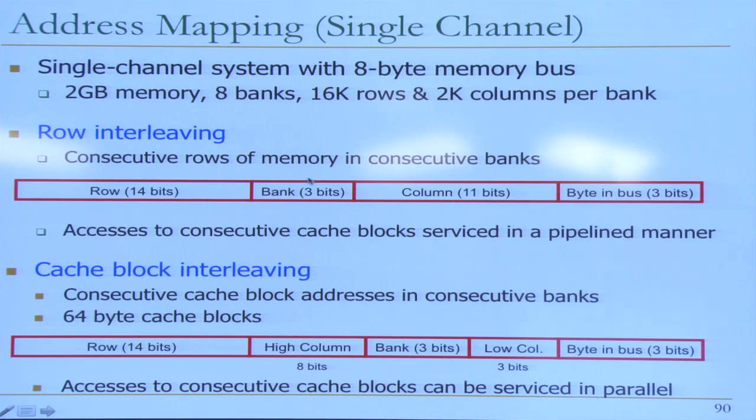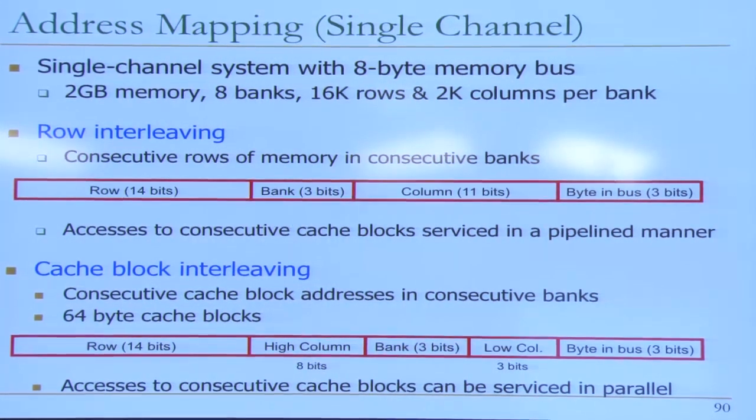Now, in this case, access to consecutive cache blocks are serviced in a pipeline manner. Basically, they're coming from the same bank, but you can send the addresses such that the bank sends it in a pipeline way. That's the page mode DRAM.